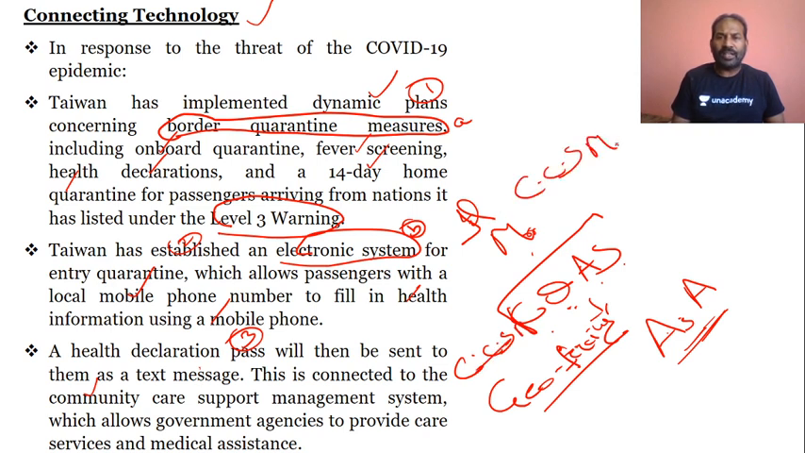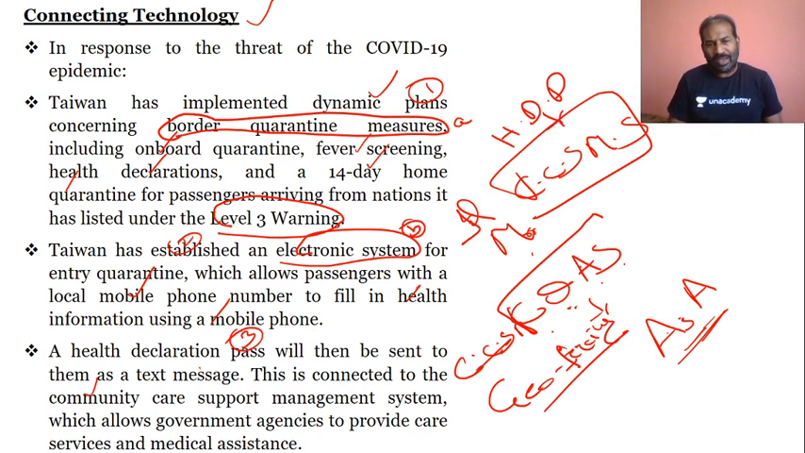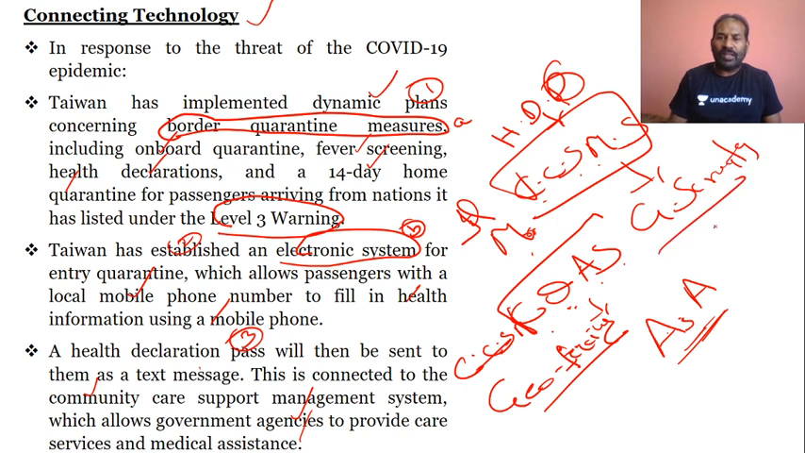Community care support management system. So look at how they have linked the health declaration pass to the community care support management system, which allows government agencies to provide care services and medical assistance. Thereby, by linking it with the community care support system, the ones who have this pass will be under government scrutiny. They would be tracked by the electronic system, whether they are part of the quarantine system or whether they have any symptoms in regards to COVID-19. So by the technology, they tried to contain the spread of the virus.